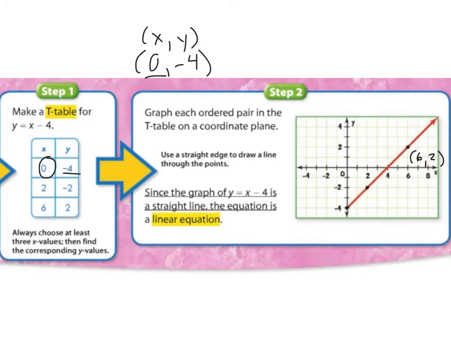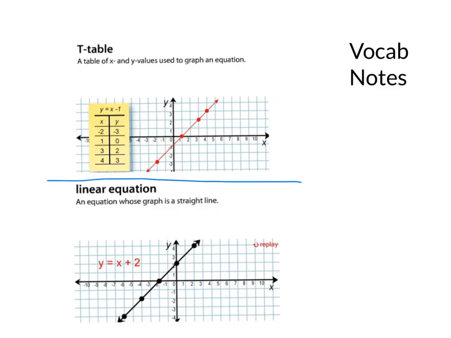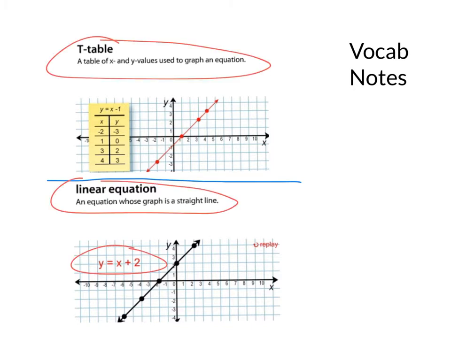Moving on in 3, 2, 1. So here are our vocab notes. What specifically do I want you to write from here? Please write what I have circled in red. Moving on in 3, 2, 1.